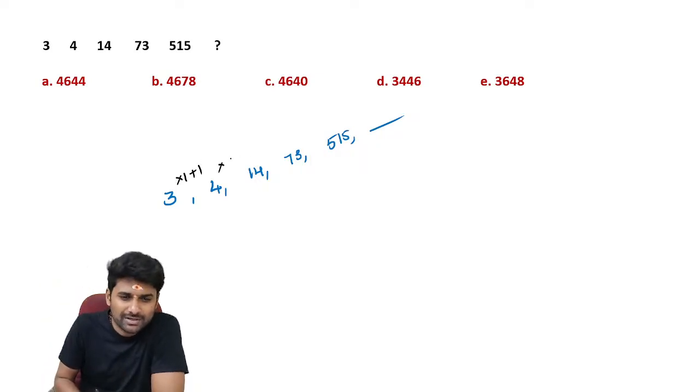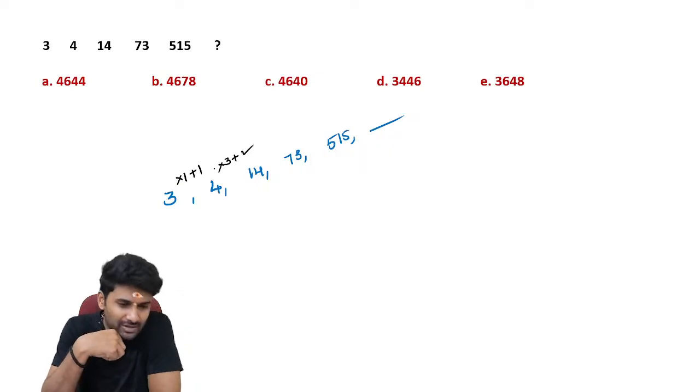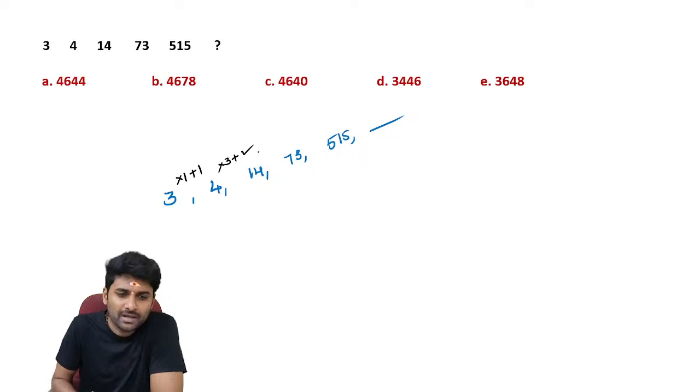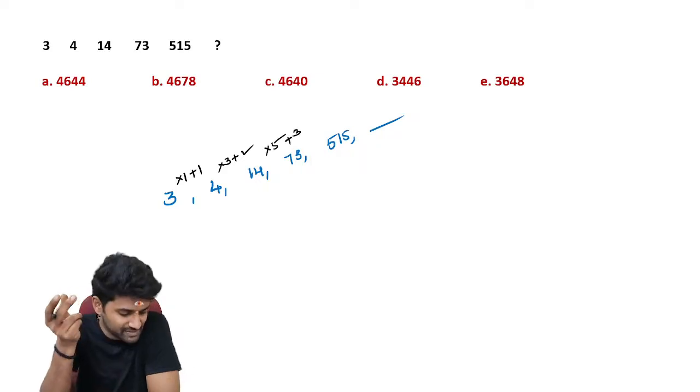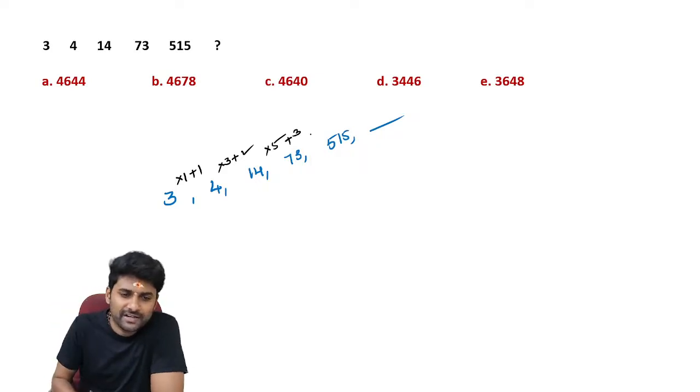Let us take the odd number. See, 4 into 3 plus 2. 4 into 3 is 12, 12 plus 2 is equal to 14. Now 14 is multiplied with a 5. So 14 into 5 is 70 units. Add 3 units, then it becomes 73. So definitely the next number should be into 7 plus 4.